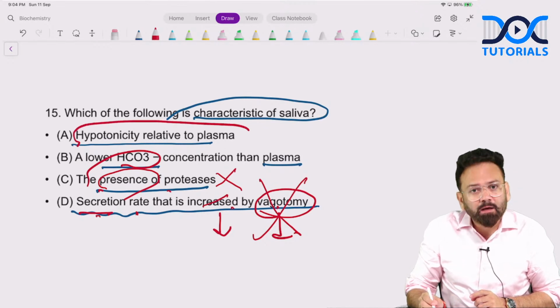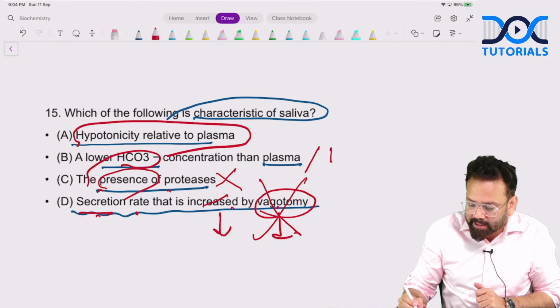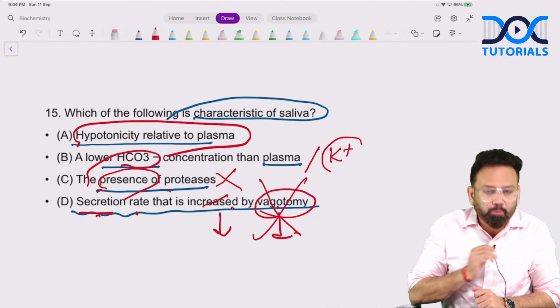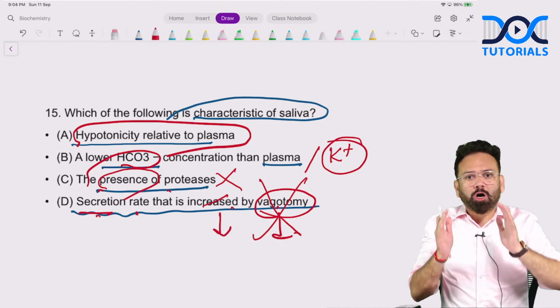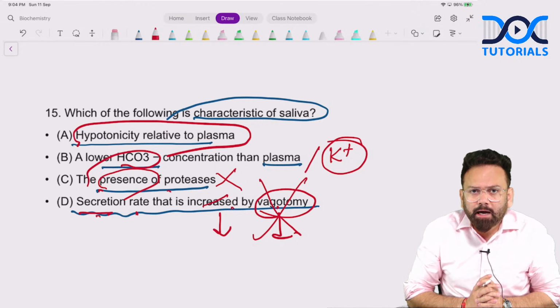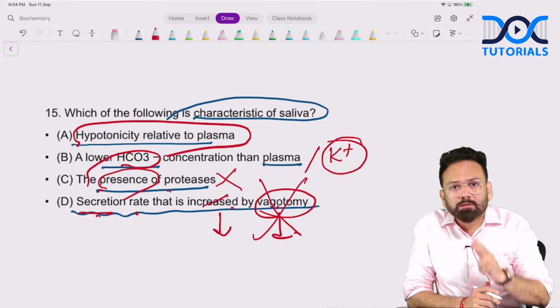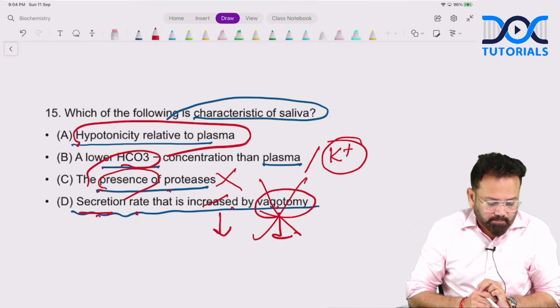Hypotonic to the plasma? Yes, of course. Saliva has a lot of bicarbonate. Saliva has a lot of proton. A lot of proton and a lot of bicarbonate. Never forget this. And vagus is the parasympathetic nerve. The more the vagus secretion, the more the saliva. If you cut it, secretion will be decreased. Okay.